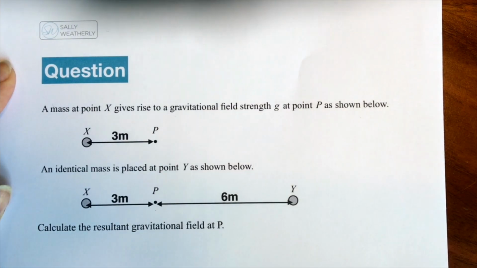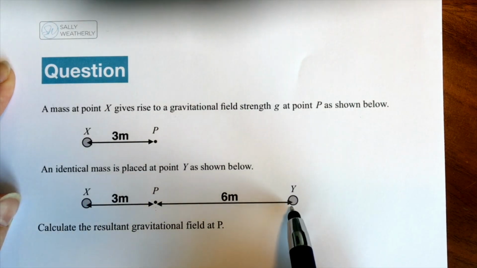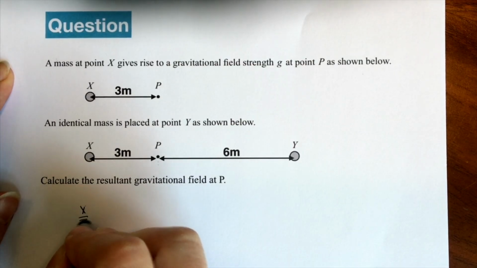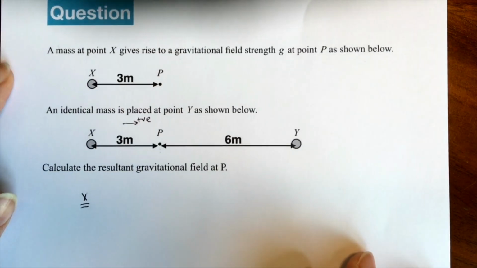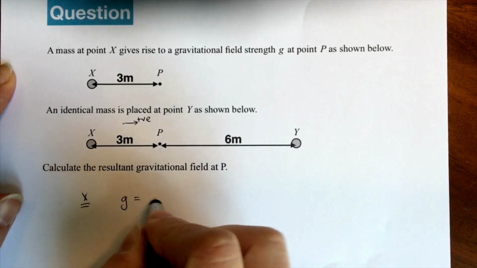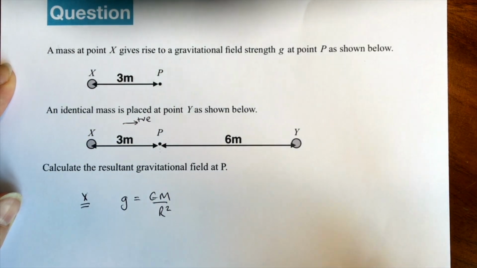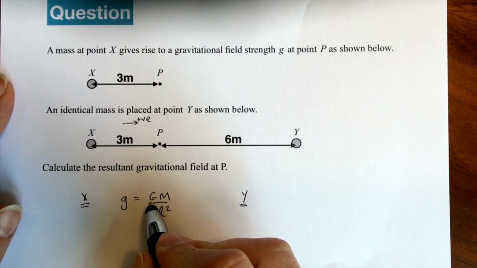The previous slide asked us to find the resultant gravitational field strength at P. And that gravitational field strength is due to two bodies, X and Y, and they're both identical. If we look at body X and say that's a positive direction, we know the gravitational field strength at X is G. Now we look at Y. Y has an identical mass and big G will be constant.